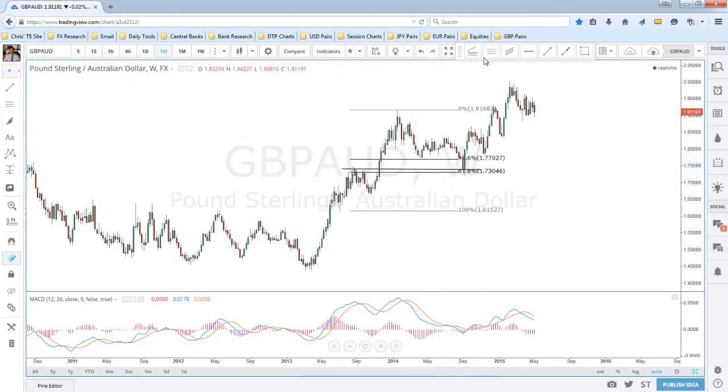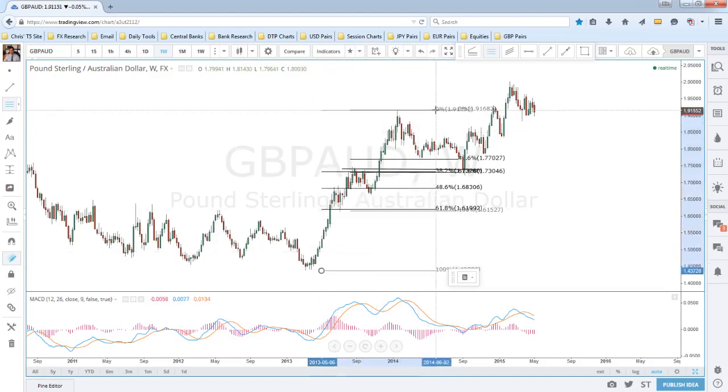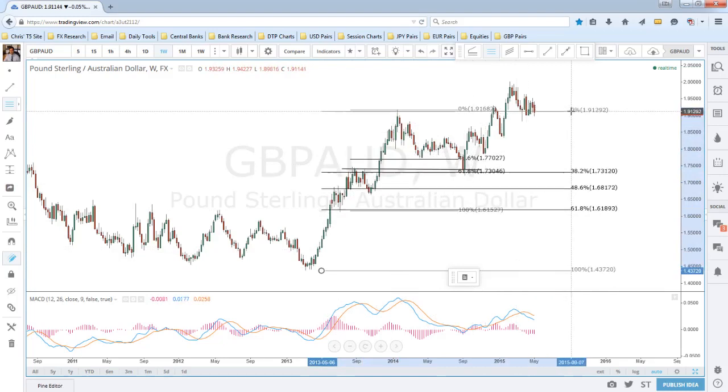What I'm doing here is drawing a Fibonacci level from this low, and now we're measuring this entire cycle from the low to the high. Look at that 38% fib. Let me just bring it over here so we can see it. Look at that 38% Fibonacci retracement. Everything lined up right there. So a nice triple confluence.